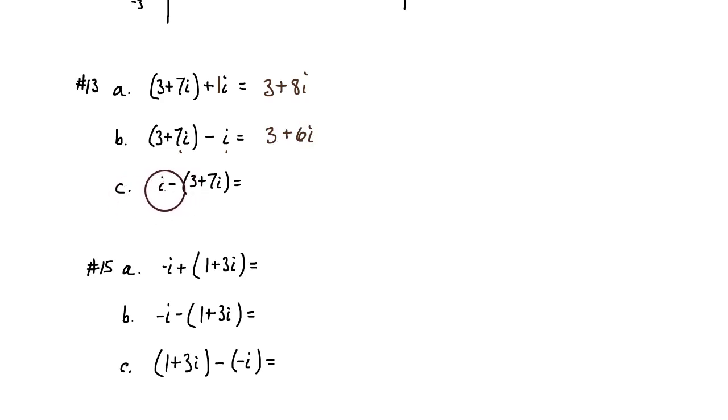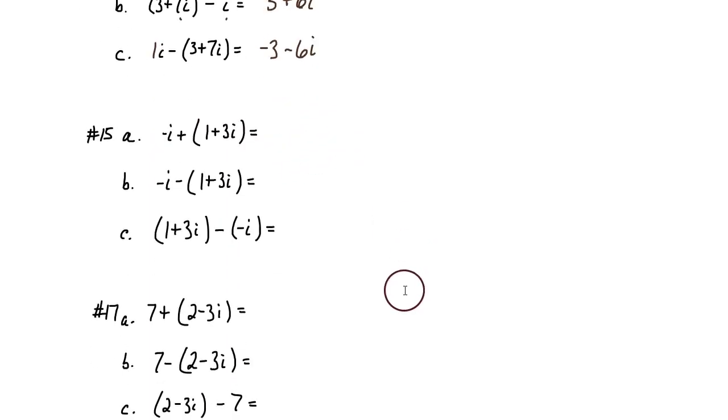Question C, we have i minus 3, so that makes -3. Now let's work with the i terms. 1i take away 7i, that's -6i. Number 15, same idea, just combining like terms again.